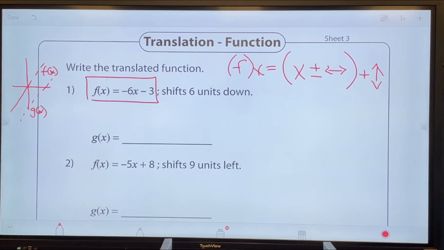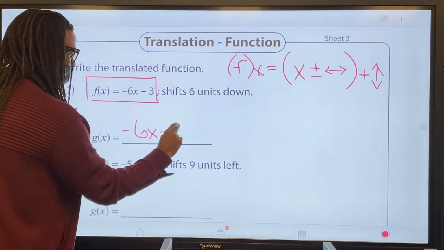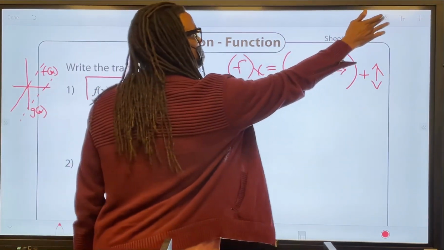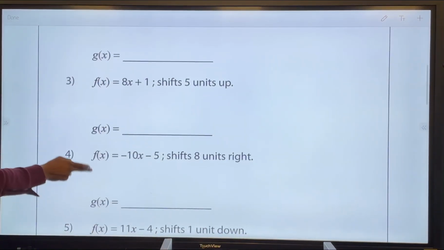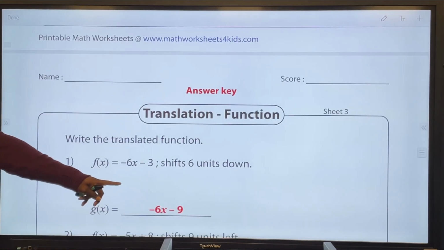You got to go down some more. -9. So your answer should be -6 minus 9. That's all you have to do. That's it. Let's check it. That's the answer. Do you see that?